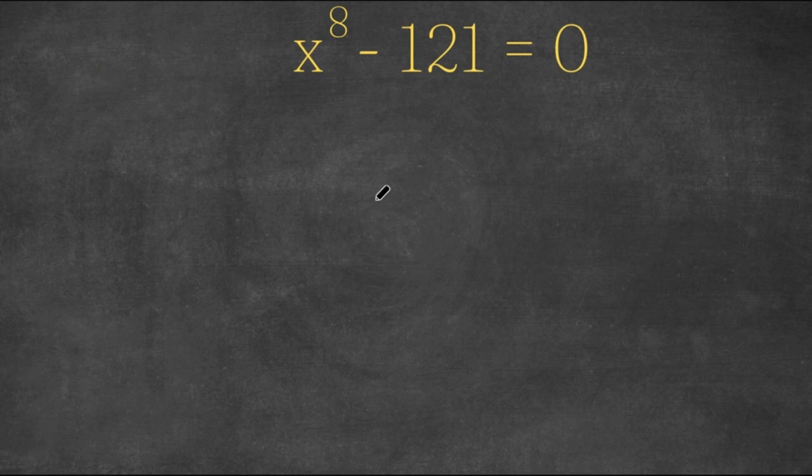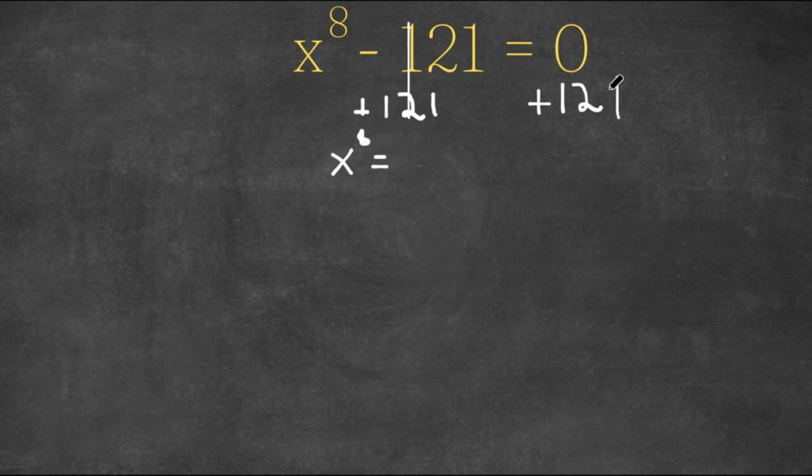In today's video, I'm going to be teaching you guys how to solve this exponential equation. So we have x to the power of 8 minus 121 equals 0. So what we're first going to do is we're going to add 121 on both sides to isolate x. We want to isolate x, so we're going to get rid of the negative 121 on this side. So these two cancel out because 121 minus 121 is 0, so we're left with x to the power of 8 equals 0 plus 121 is simply 121.